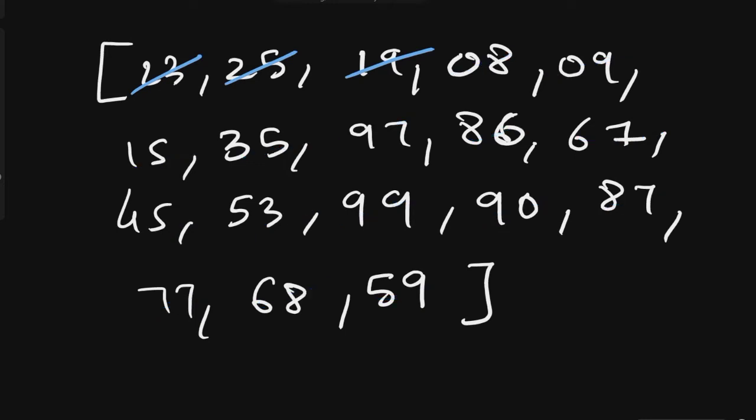Similarly, let's check for another element. So now I want to search for roll number 97. So how would I get it? Again I would search: 23, no, 25, no, 19, no, 8, no, 9, no, 15, no, 35, no. And then we check with 97 and we got our key. So basically like this we can find it.